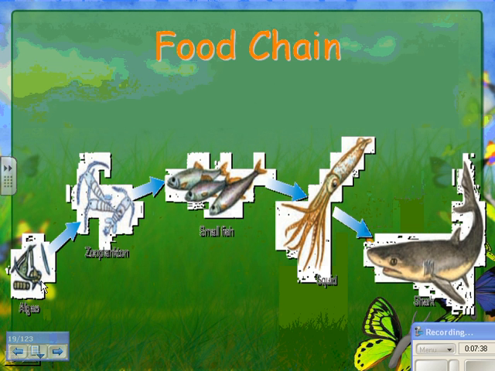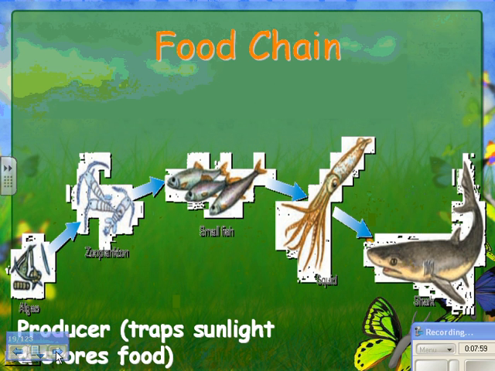So here's a food chain, here's the algae, and you would think of these really, if they were on land, as plants, but they are in fact protists. So this is the producer. Here's your primary consumer. Secondary consumer are the small fish. A squid, if they're eating fish, would be a tertiary consumer, and the shark would be the quaternary consumer in this case. So the producer traps sunlight and stores food.